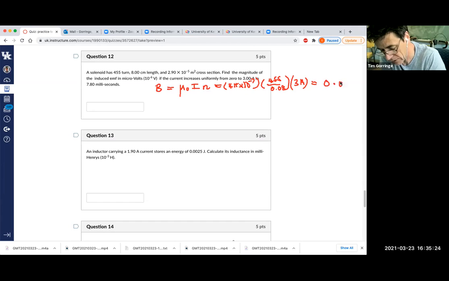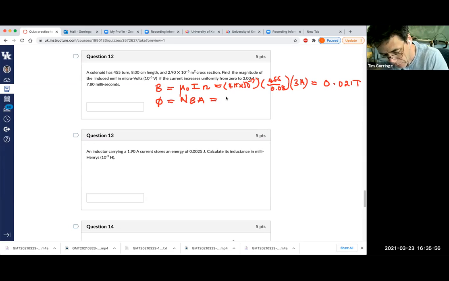I got 0.021 Teslas. That's the magnetic field. That's the change in magnetic field. What about the flux, the change in flux? Well, the change in flux is the final flux because the initial flux was 0. The flux through one turn of the solenoid was the field in the solenoid times the cross-section area of the solenoid, but there are N turns in the solenoid, and so it's NBA is the total flux change in the solenoid.